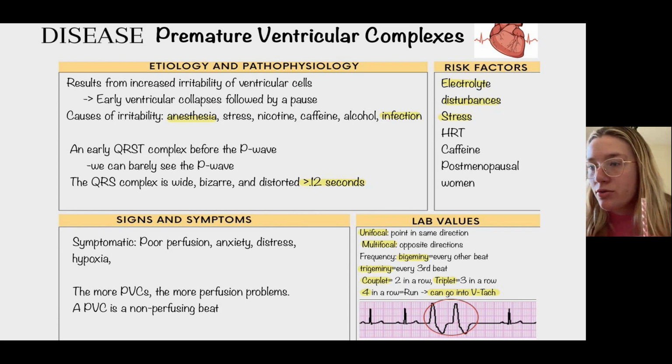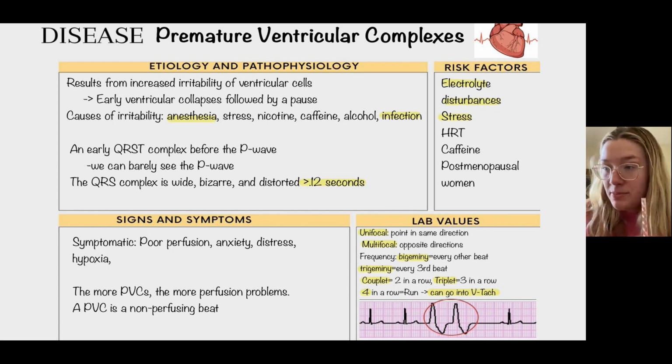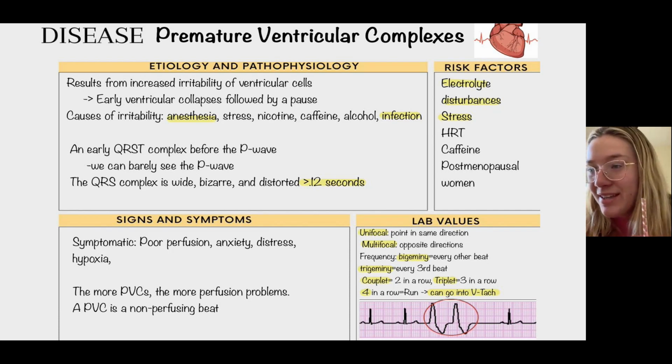But where in the world did those two P waves go? They didn't happen. Why didn't they happen? Because my ventricles were speeding them up. They were like, we don't have time to wait. We're just going to go right now. And what is the issue with this?